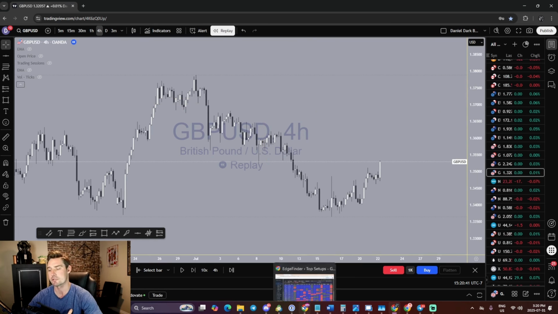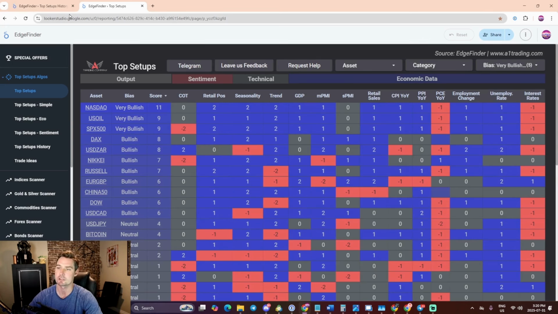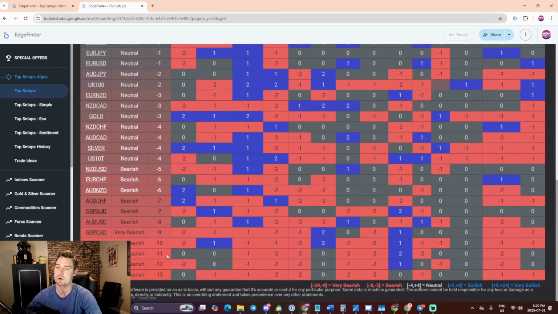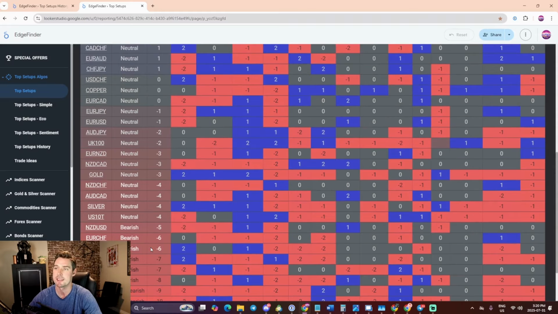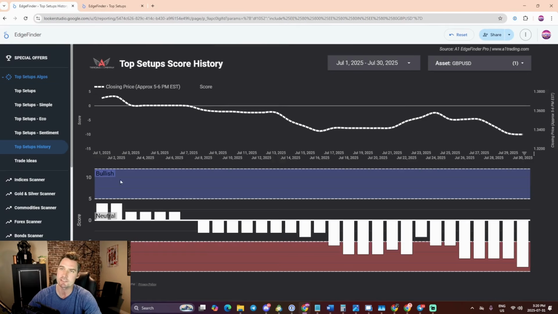The way I personally do that is I use software called the EdgeFinder here. It's developed by traders, and they give it a bullish to a bearish score depending on all the most recent economic reports. And they have this scoring history too. If we look at GBP USD, we can see that 30 days ago it started relatively bullish, and it's been losing economic strength, going more and more bearish as the weeks have gone on.